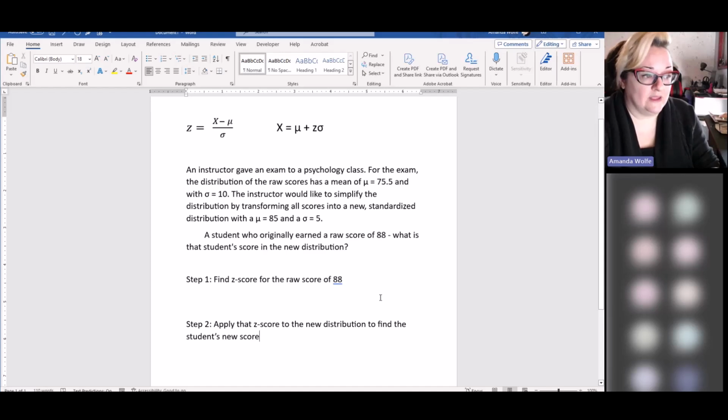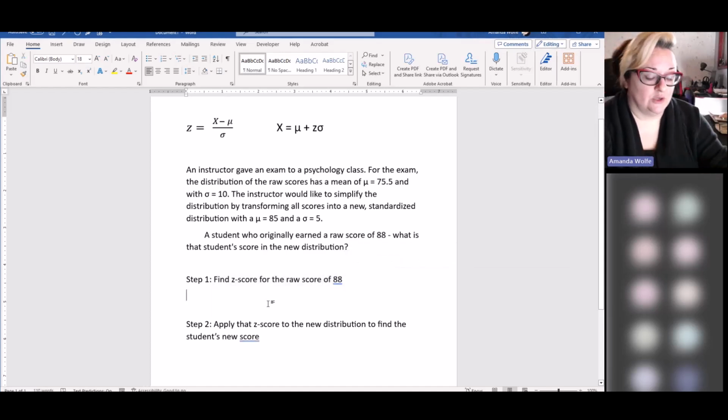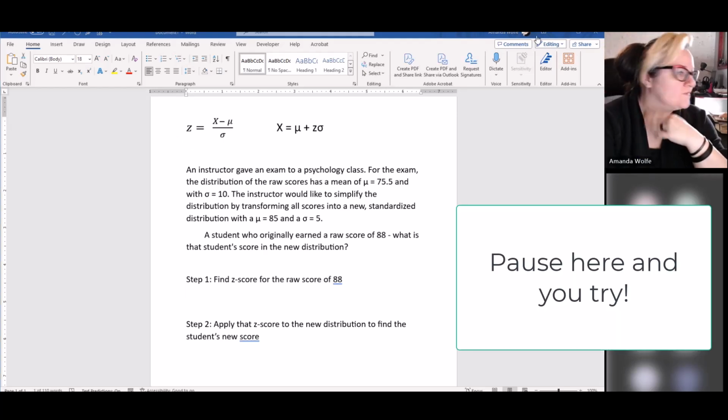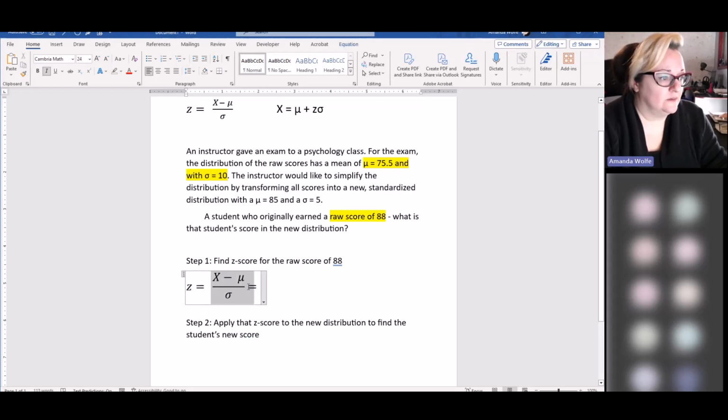So step one then is I have to find the Z score for 88. And I'm going to pause. I'm going to let y'all work on that one and then I'll work it through with you. So what are we doing here? So the first thing, like I said, is we need to find what a raw score of 88 is, and we're in the old distribution, so we have to use these older numbers first. And we're going to just plug and play what we've got, right?